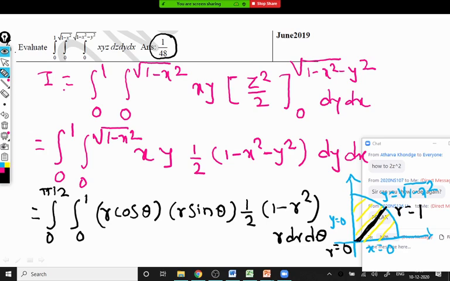This is step 2, and you will observe these are the limits of y. So what are the boundaries? y equal to 0, y equal to root of 1 minus x square, x equal to 0, x equal to 1. We have drawn that curve here, and as the boundary of the region of integration is a part of a circle, we transform to polar.